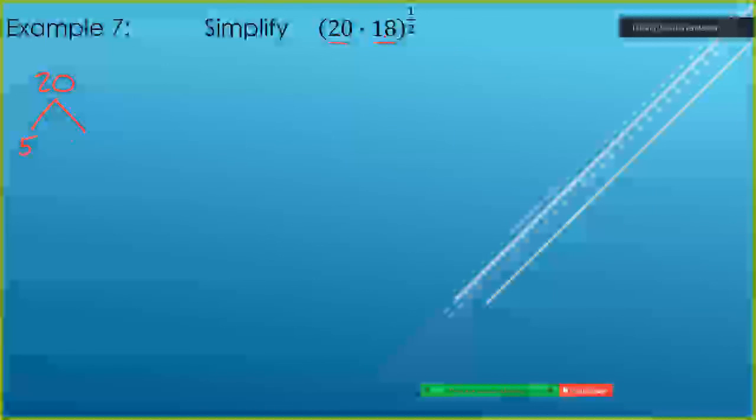20 is 5 times 4. 4 is 2 times 2. So 20 is 2 times 2 times 5. So I'm going to write it as 2 squared times 5. Now for 18, this one is 6 times 3, and 6 is 2 times 3. So 18 is equal to 2 times 3 squared.